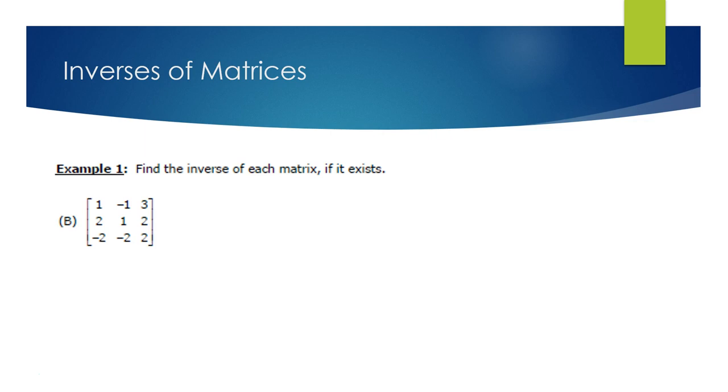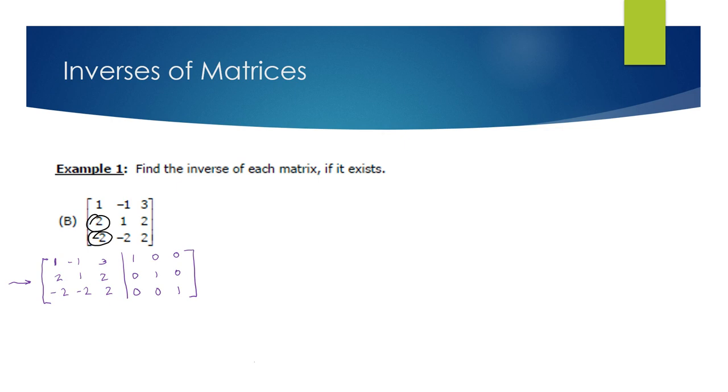For this one here, take a moment and see if you can find the inverse of this matrix. Okay, same general procedure. I'm going to write it as an augmented matrix. I notice that in the upper left-hand corner I already have a 1, so that's pretty easy. I just have to get this 2 here and this 2 here to become zeros.